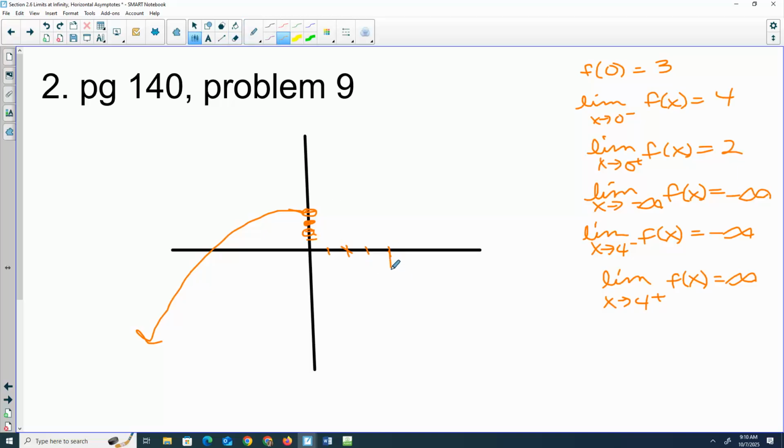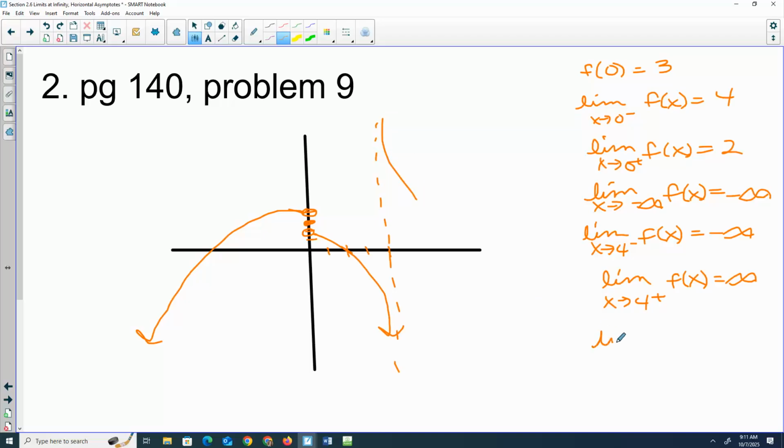Now I have a vertical asymptote here. So all I know is this has to be going here, and as I'm approaching this 4, it has to be going down because it's going to negative infinity. So something like that. This one I know it's going up. That's all I really know.